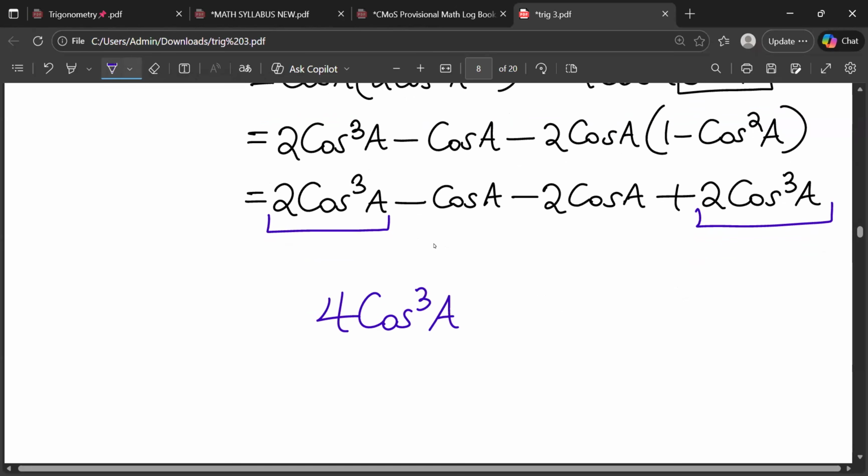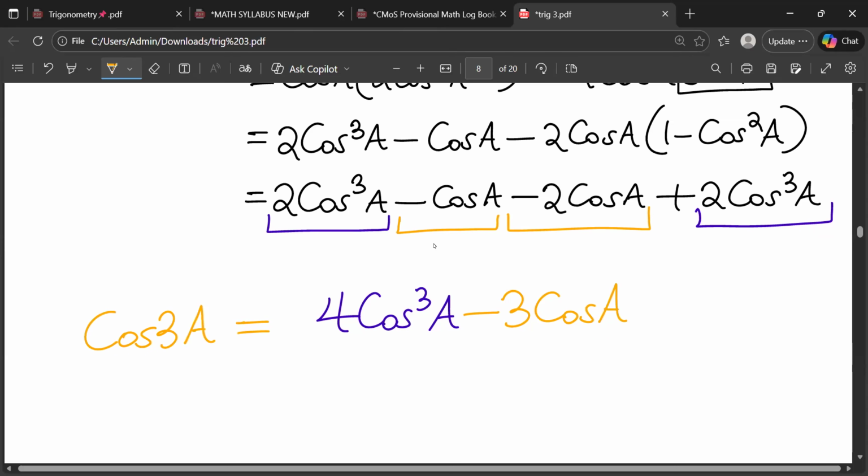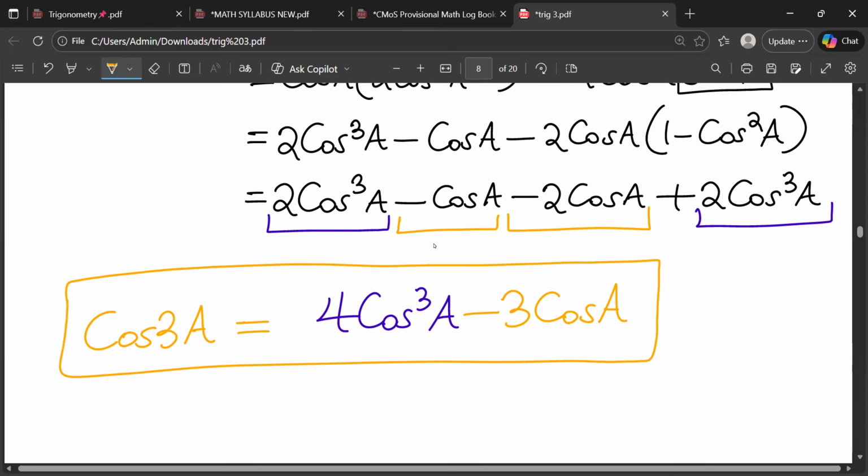I don't know if people are seeing this. Minus cos A minus 2 cos A, which will be minus 3 cos A. And you all know this is equivalent to cos 3A. And then after that, you can put the words "as required". That's what normal students put.